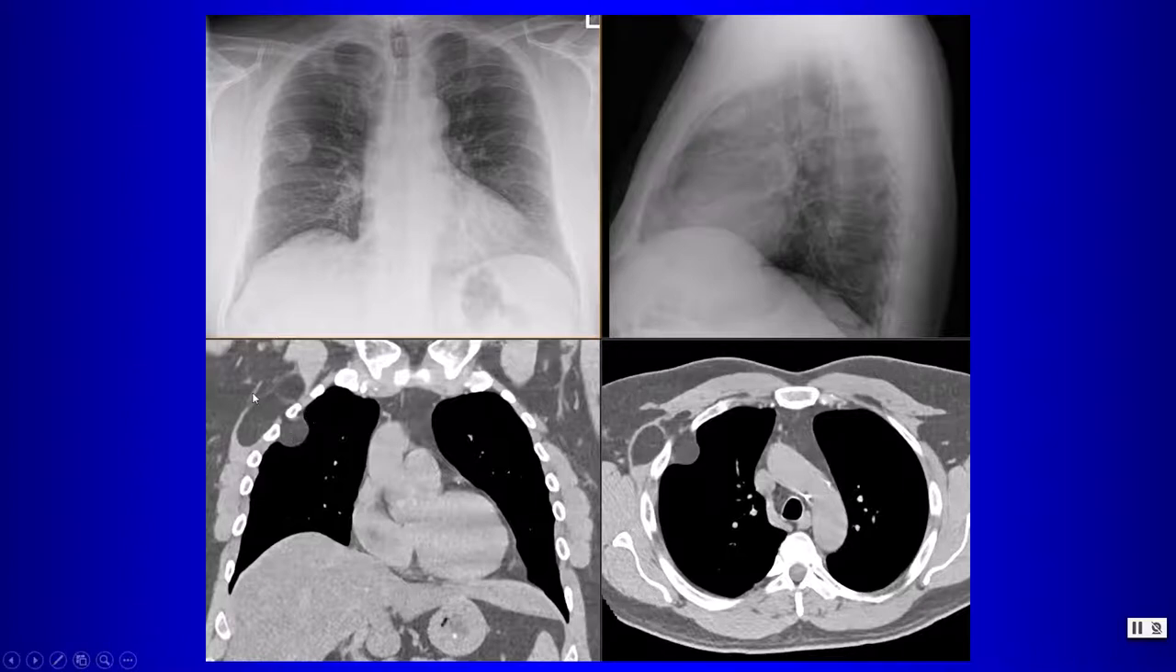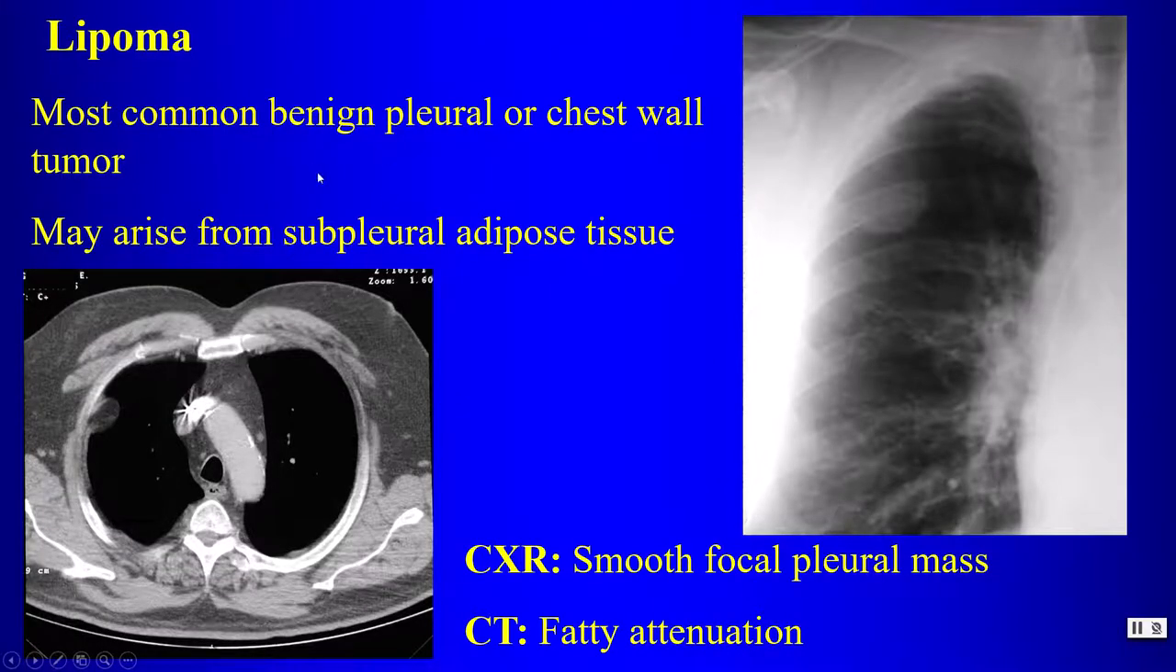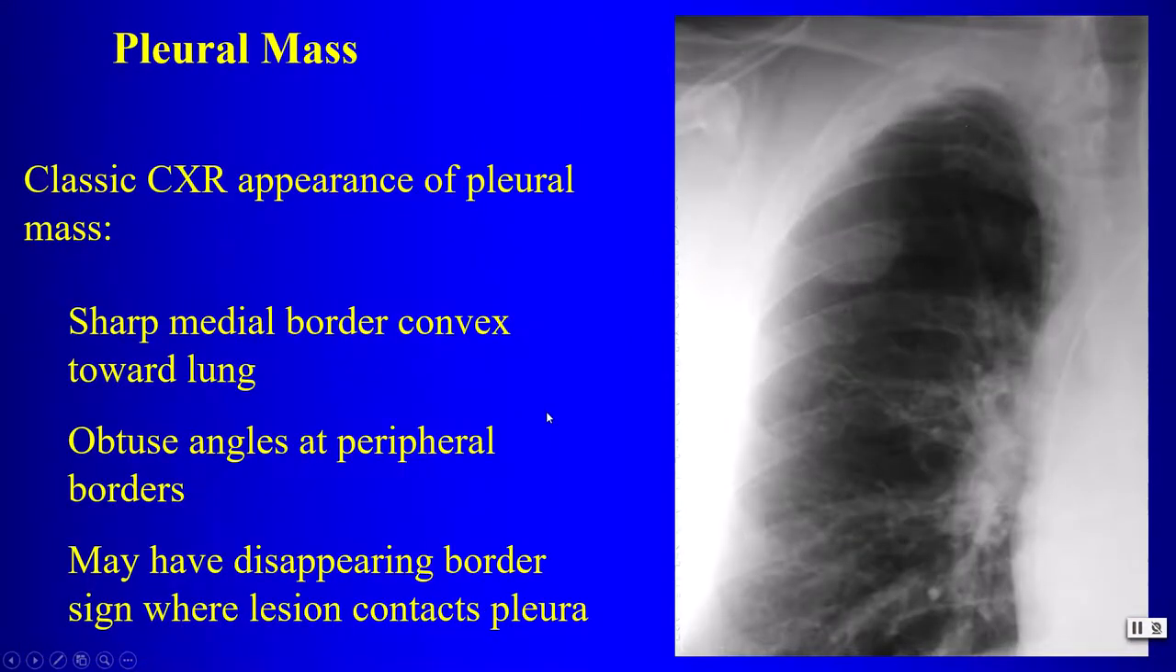We see this one is actually extending into the chest wall in this particular example. So a lipoma is the most common benign pleural or chest wall tumor. It arises from subpleural adipose tissue. We have a focal pleural mass on the chest radiograph. We might see that disappearing border. And on CT, it's an easy diagnosis because we have fatty attenuation within the lesion.